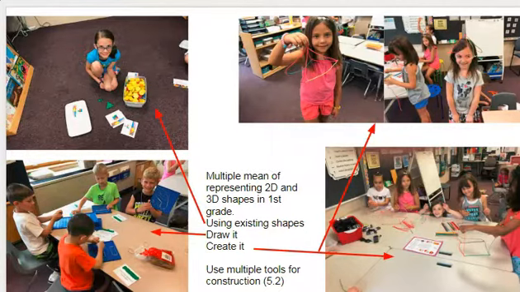Here we have multiple means of representing 2D and 3D shapes. Again, we can use existing shapes, they can draw the shapes, or they can create the shapes using the materials that they have in their classroom.